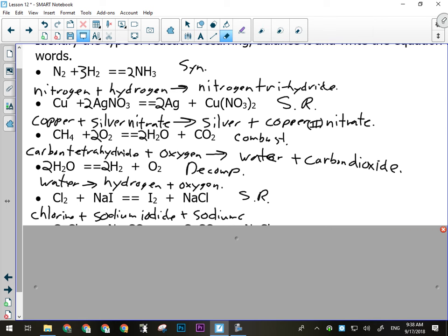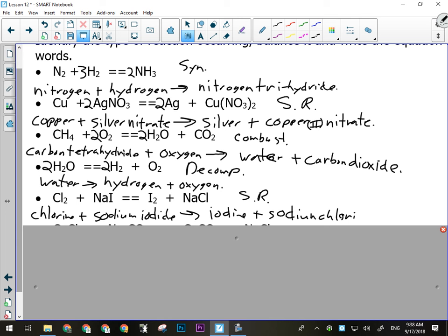Makes iodine plus sodium chloride. Sorry, whoops, I skipped something there: chlorine plus sodium iodide makes iodine plus sodium chloride. So when you're writing this out, if this was on an assignment, you'd get 1 mark for having the reaction written out in words correctly, 1 mark for the reaction type, and 1 mark for having it balanced correctly. So it's really important that we get all of the names correct, because if we make 1 mistake, we just lose the mark for that part.